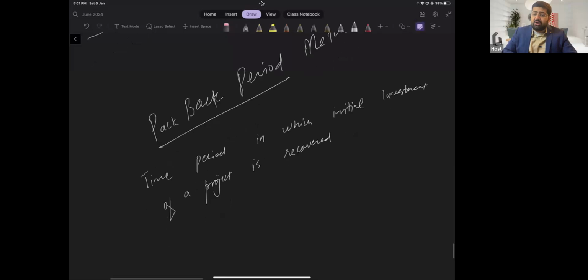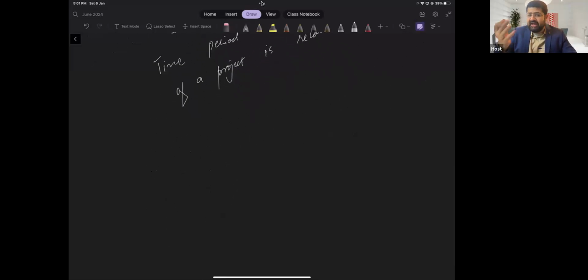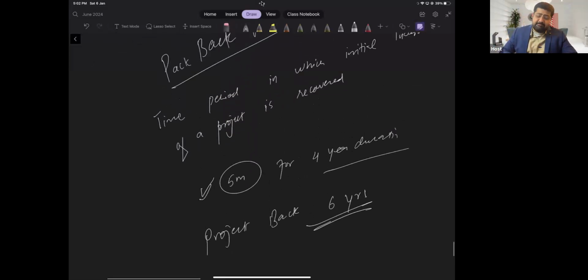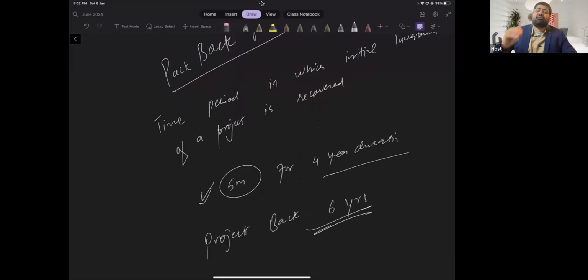For example, we obtain a loan. Just the rationale, let us talk about that. We take a loan of 5 million for a 4-year duration. We have to return that money in 4 years' time. Now, if the payback of the project in which we are going to invest is 6 years, we cannot go for the project because we have to return the investment in 4 years. Okay, so that's why it is a very important aspect of project evaluation.